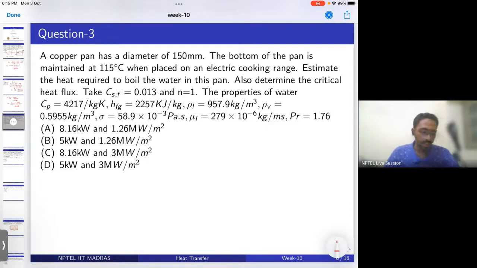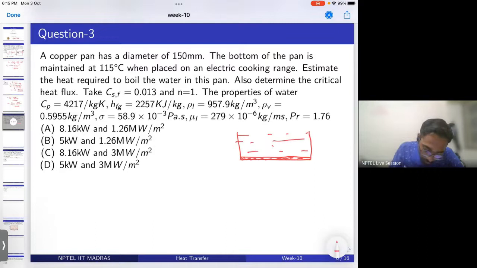Also determine the critical heat flux. These are the two questions. So we have a pan. We are supplying heat and the water is there in the pan. We are supplying heat to the base of the pan, and this is at 115 degrees Celsius. Okay.